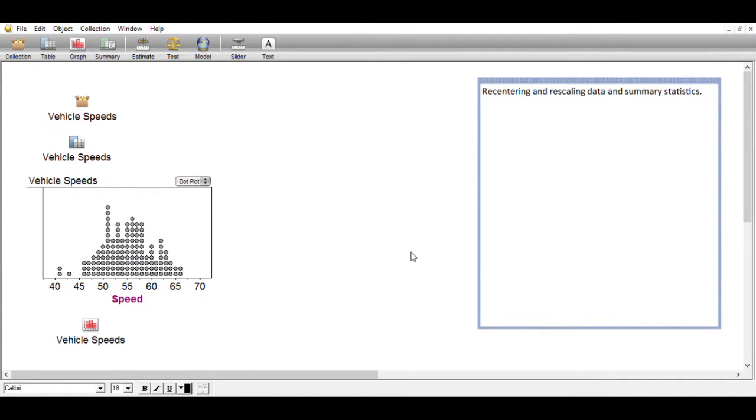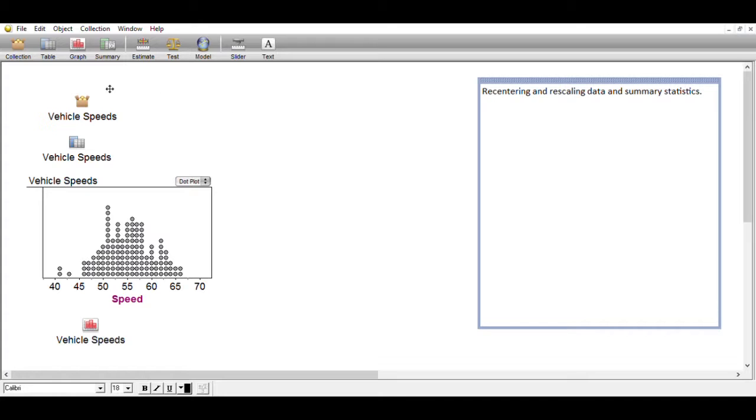Okay, so this lesson is about two things. First, it's about recentering and rescaling data and how that affects summary statistics. Then I'll talk briefly about percentiles near the end. Percentiles have another fancy name, but we'll wait on that. First, I want to talk about recentering and rescaling data.